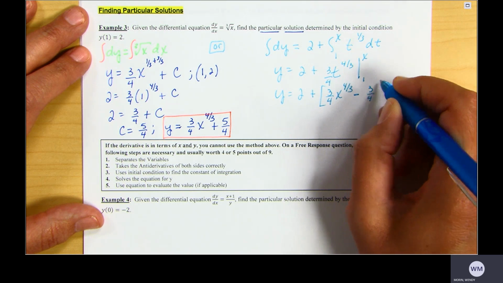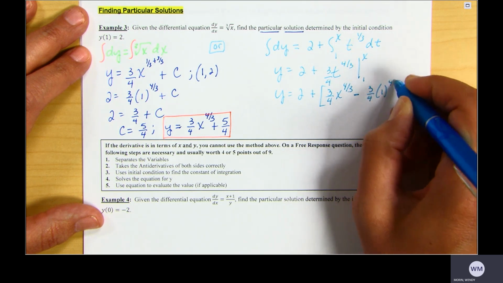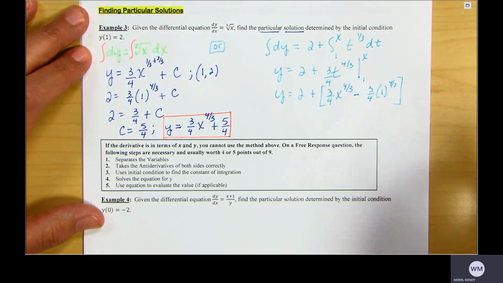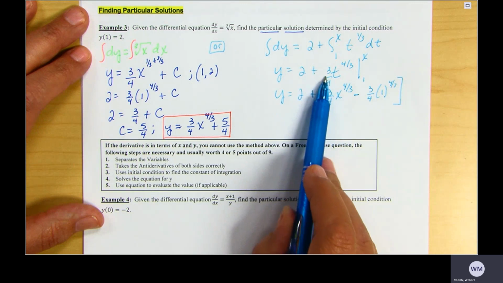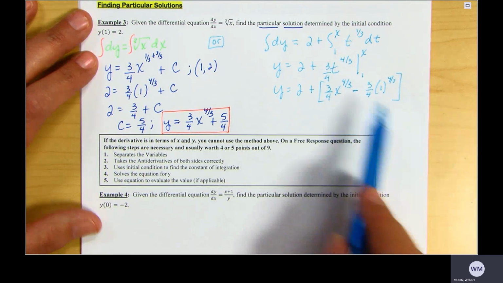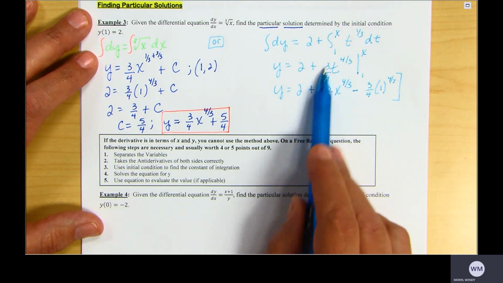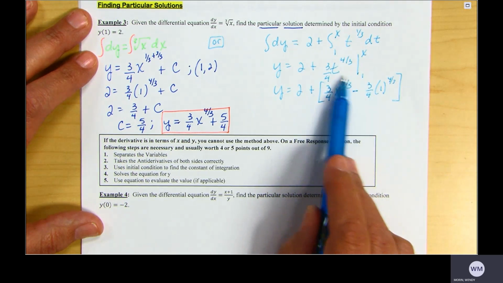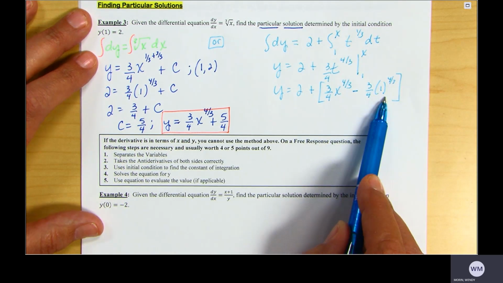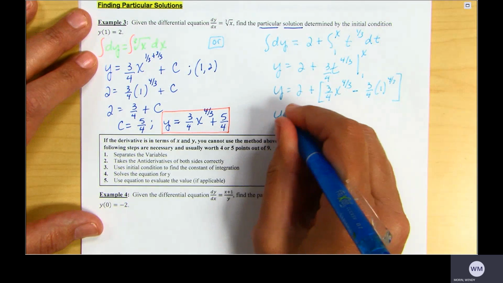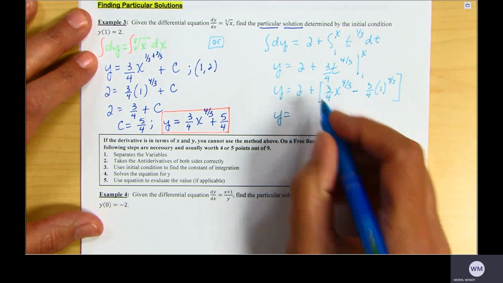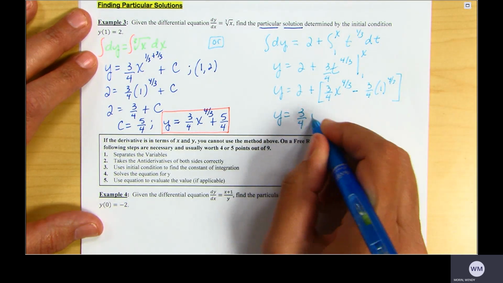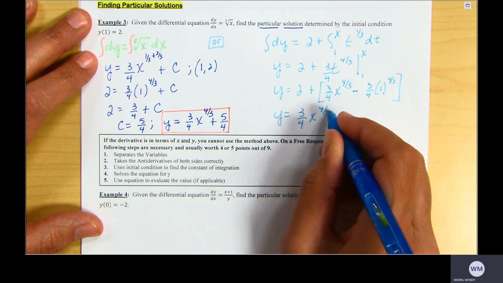3/4 times 1 to the 4/3. And again, you could keep that 3/4 out in front and multiply it in after, but I'm just going to use that as one whole term here. So there's my f of b minus my f of a. Okay, so I get the same answer, 3/4 x to the 4/3.